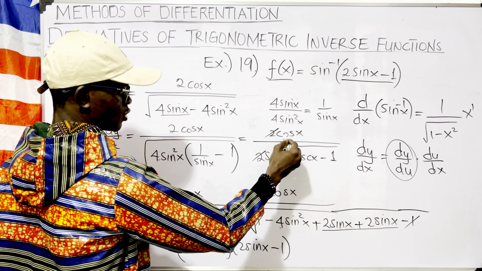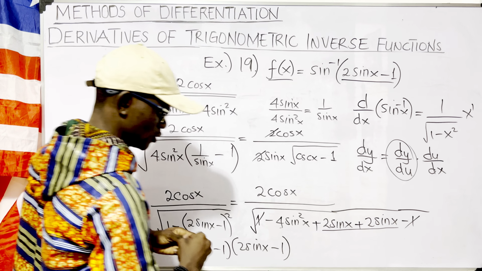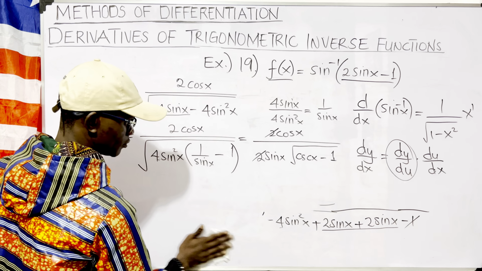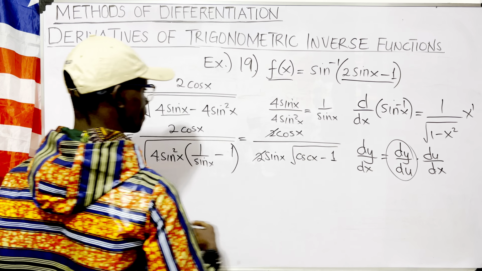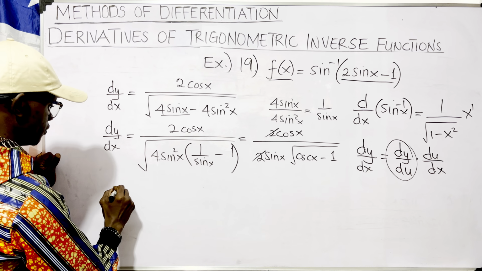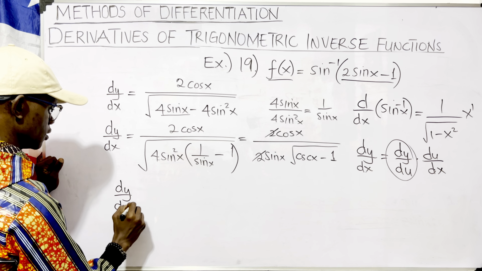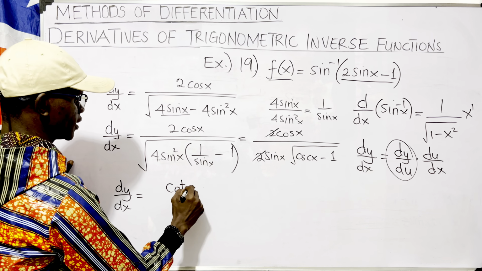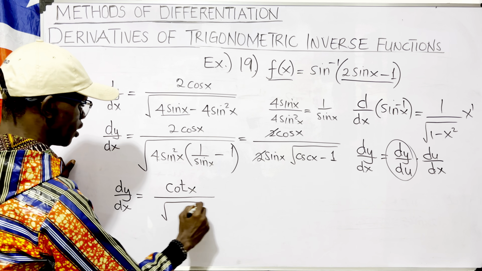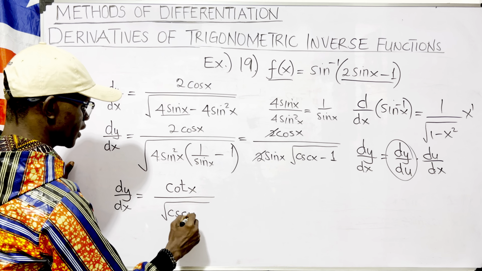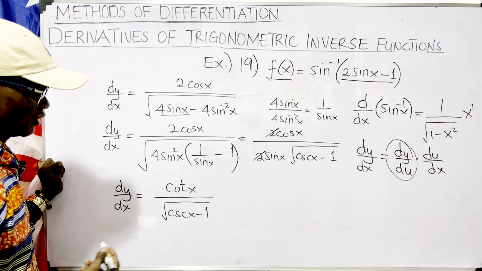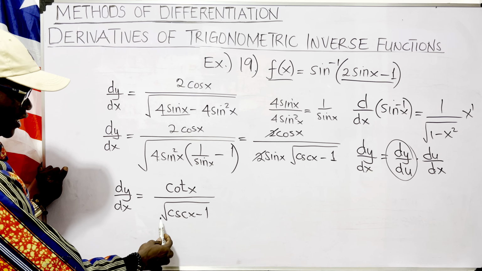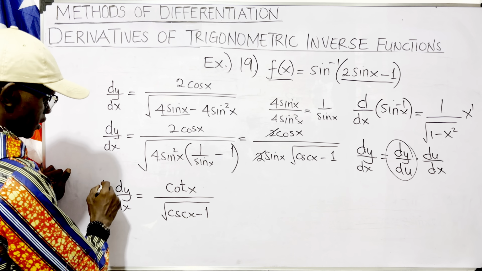What is cos over sine? Cos over sine is just equal to cot of x, divided by the root of cosecant of x minus 1. If you like, you can multiply both by this square root.